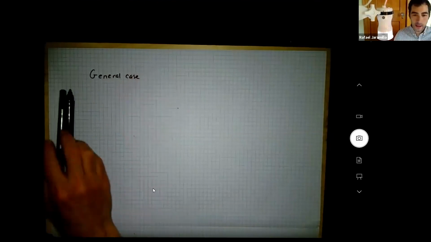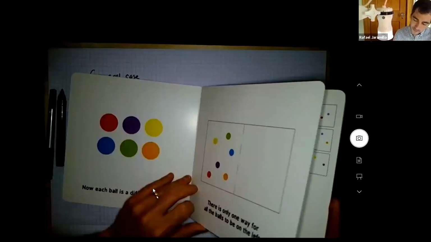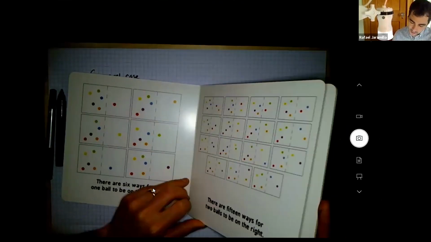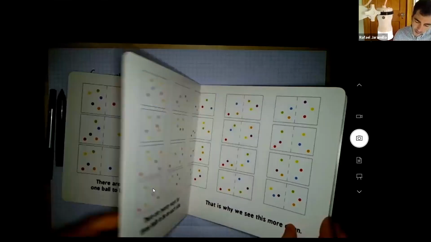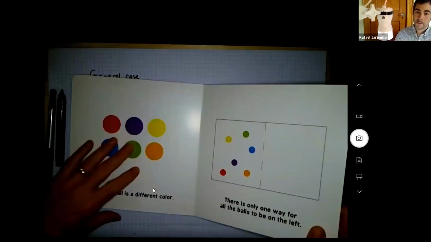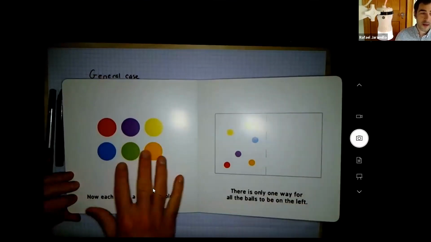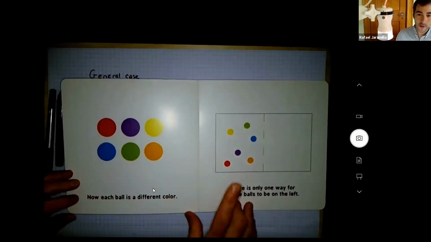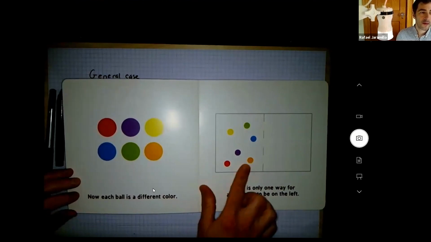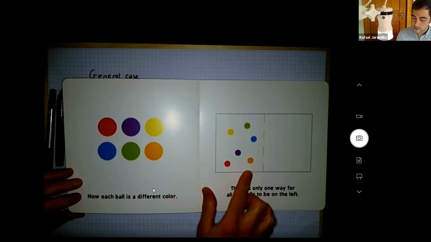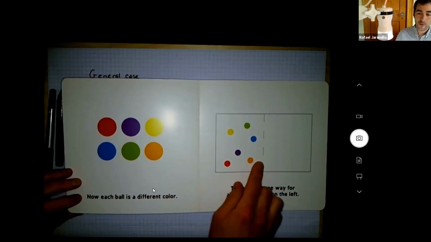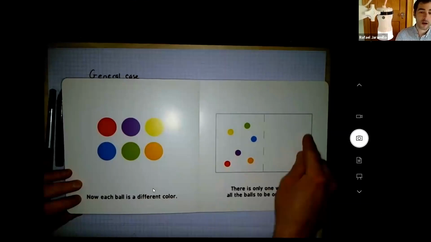Well, before I do the general case, the baby book is fantastic here. The baby book does exactly this. The Hoffman baby book are very similar books. So, right, here's a case of 6 particles and 2 states, and there's only one way for all 6 particles to be all on the left-hand side. So this would be a macrostate called the volume is 1/2. Let's just say this is a volume of 1.